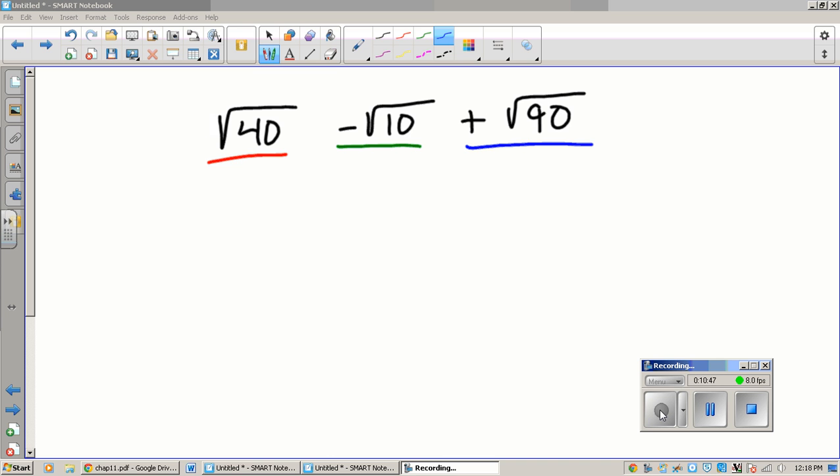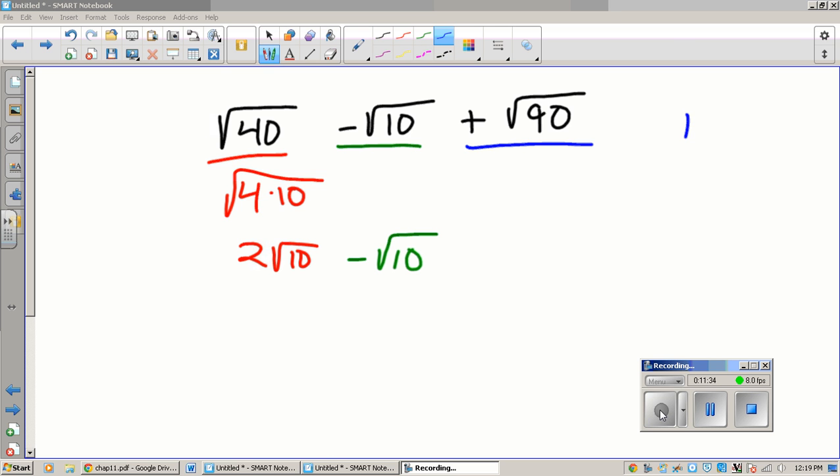And radical 40 simplifies to, I know, 4 times 10. I'm going to do this one a little different way. And then I know the square root of 4 is 2. And radical 10 is all I have left. Then I've got a negative radical 10. Well, I know, in this case, the only factors of 10 are 5 and 2. So I have no pairs. Radical 10 is simplified. Negative radical 10. And then finally, I've got 90.